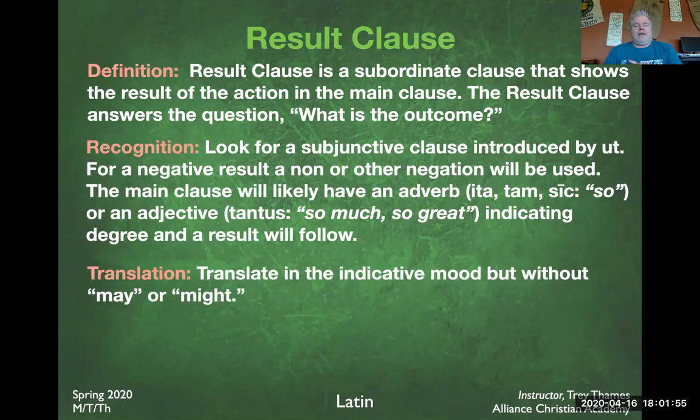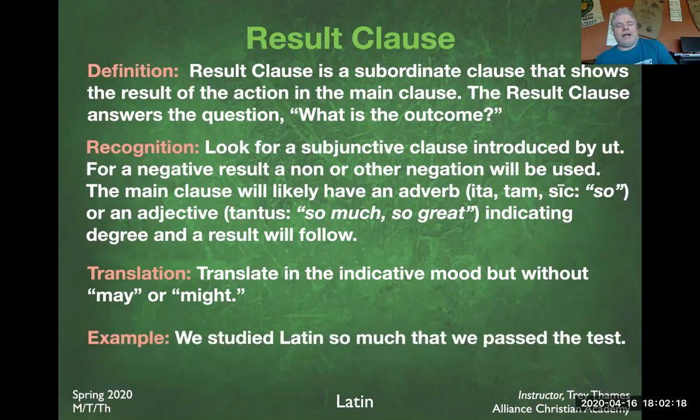So how do you translate it? You basically translate the subjunctive as if it's indicative. That's all there is to it. And you don't really use may or might; you reserve may or might for a purpose clause, not a result clause. So basically just change the subjunctive to an indicative. Let me give an example. In English: we studied Latin so much that we passed the test. It's introduced by ut, and you translate that as "that." So we studied Latin so much that we passed the test.